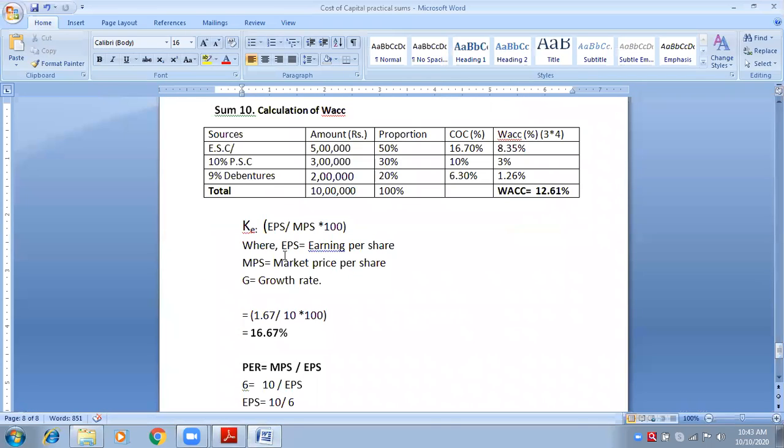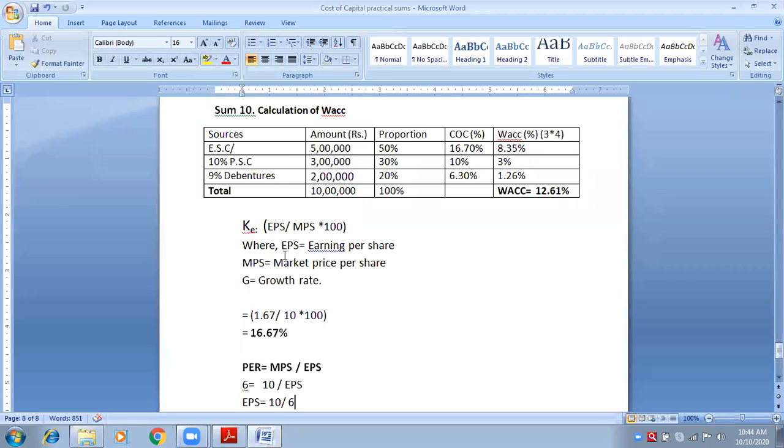So we are done. I think 10, 11 sums are done. That's a good number, and nothing will come out of this. Whatever is covered, everything is covered. Nothing is omitted or left over. Only there are formulas which are asked at the individual level, like what is the formula of KE, what is the formula of KD. So they will give you information. But in the exam, this type of question will be asked.